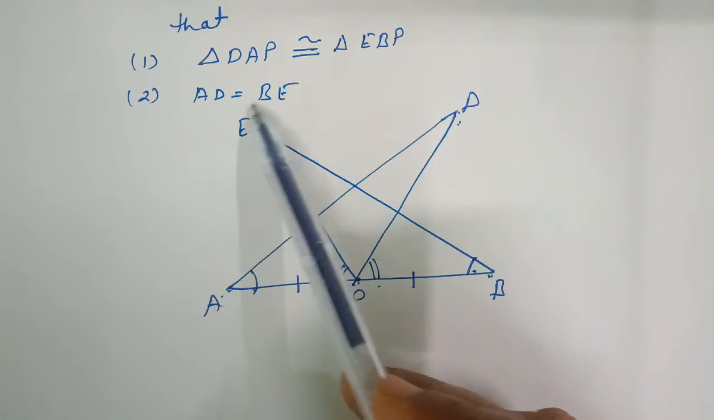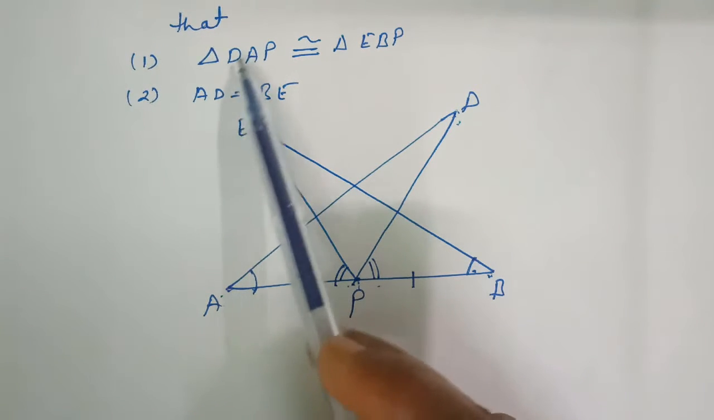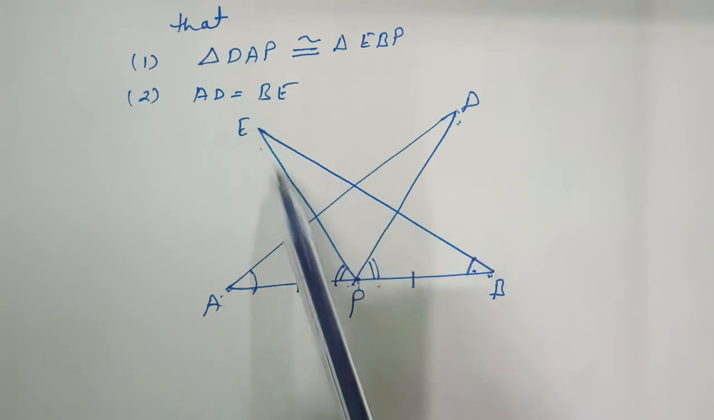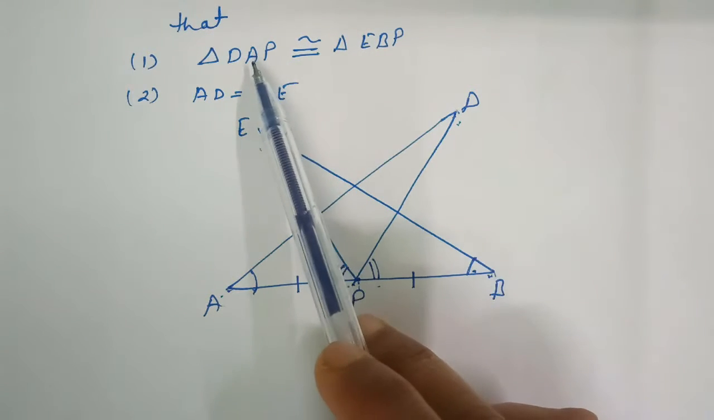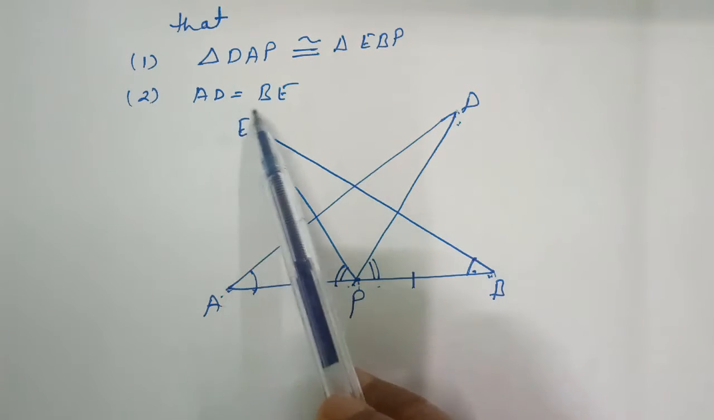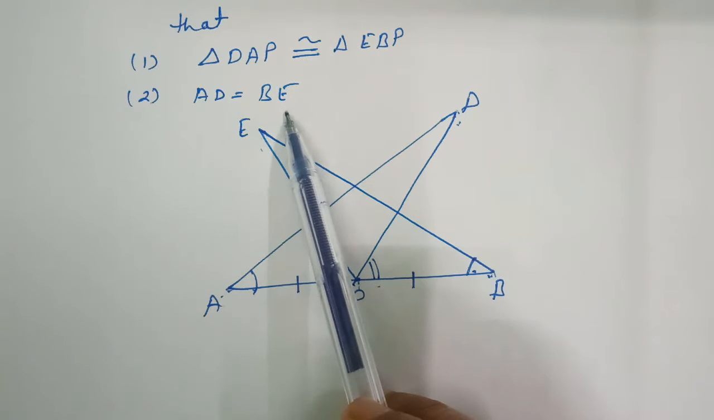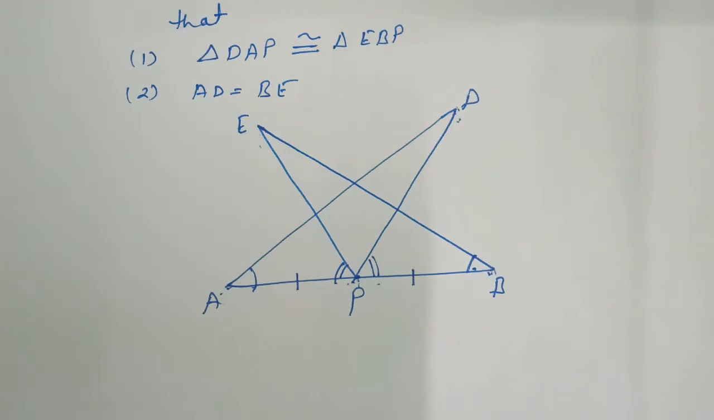Second, AD is equal to BE. AD is the part of triangle DAP, this triangle, and BE is the part of triangle EBP. So when we prove these two triangles as congruent, then by CPCT we can say AD is equal to BE. So the first thing is we have to prove these two triangles as congruent, and for that we require three equal parts.